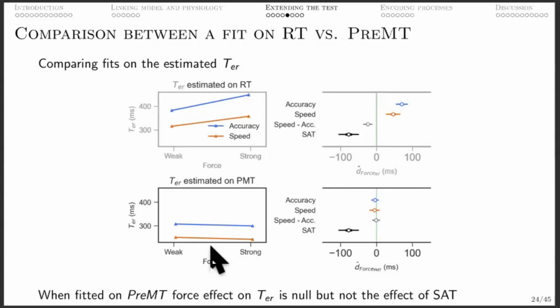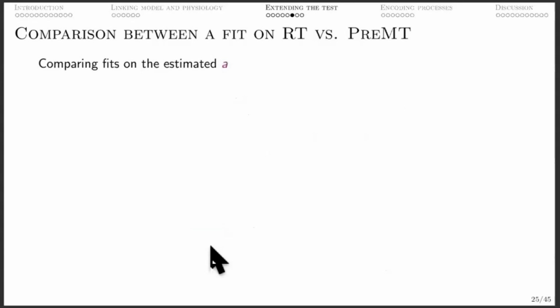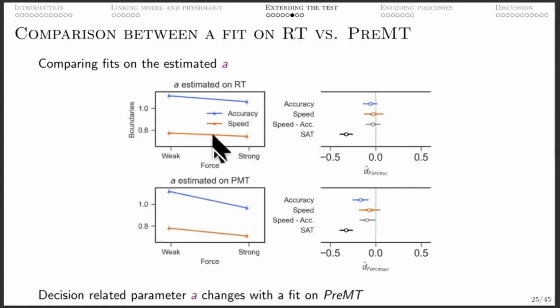However, things are not as expected when we look at a decision-related parameter, and especially the decision threshold. We see that when we go from a fit on reaction time to a fit on pre-motor time, the value is changed. There is no real dependency of the decision threshold on the weak and strong force condition. But when we fit on the pre-motor time, all of a sudden we have a sensitivity of this decision threshold to the force manipulation. What is important is that the decision-related parameter A changes when we fit on the pre-motor time compared to a fit on the reaction time.